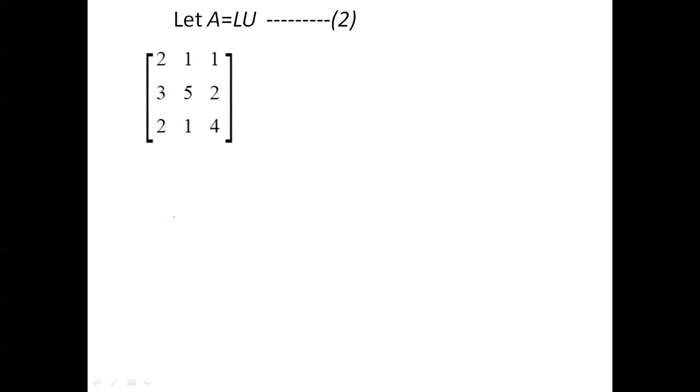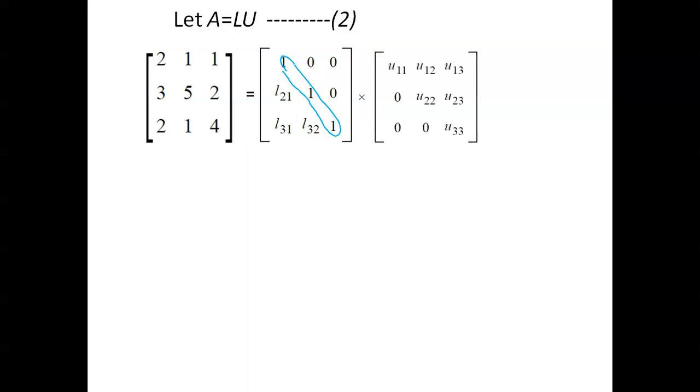So that can be written as, let A equal LU. That is equation 2. So this is the A matrix, L. L is the lower triangular matrix whose diagonal elements are equal to 1. And we have taken the upper triangular matrix.